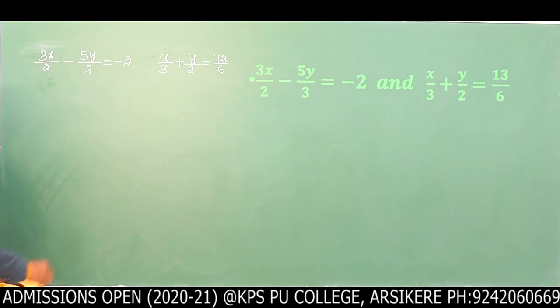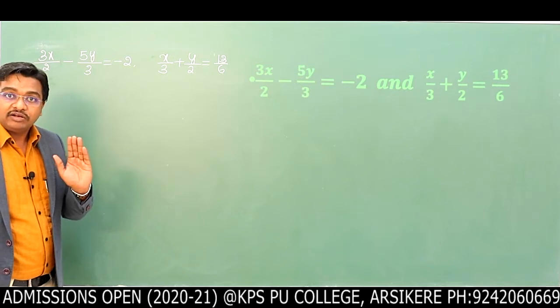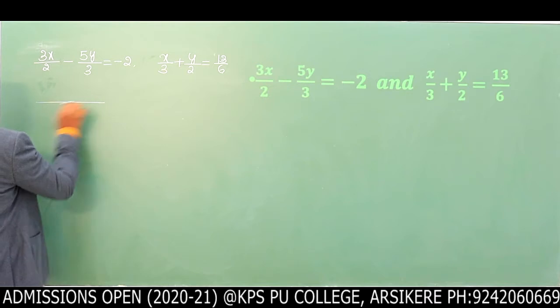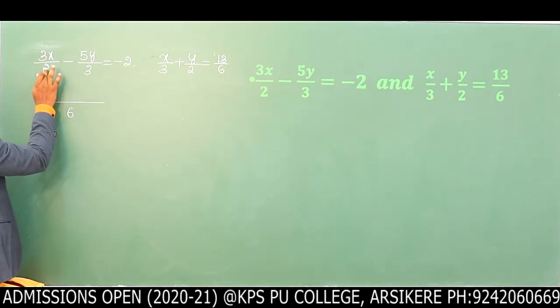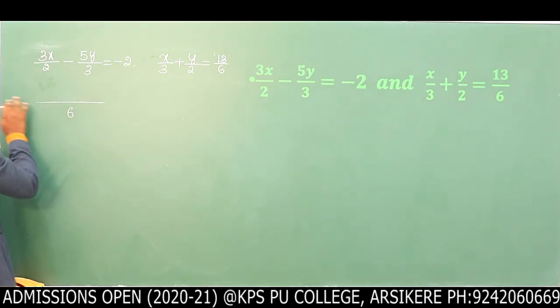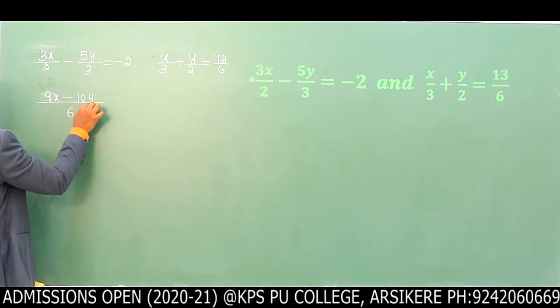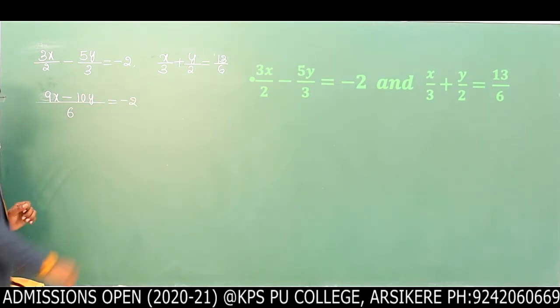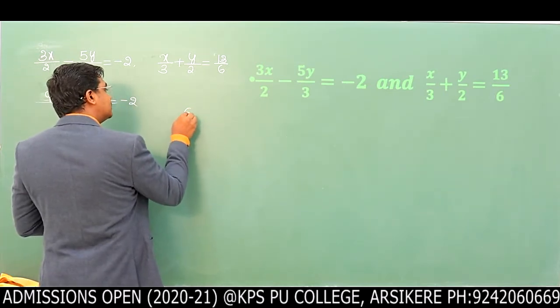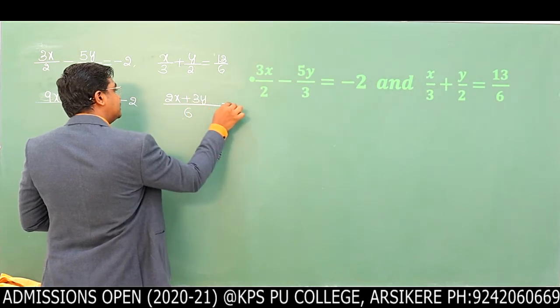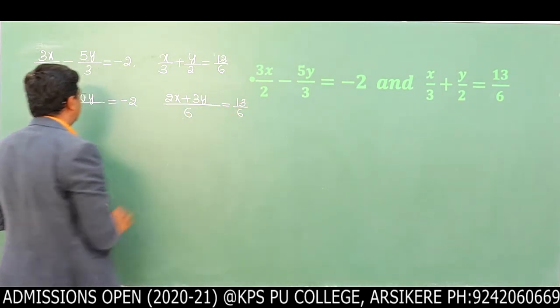So look, what is the LCM of 3 and 2? They don't have any common factor, so their multiplication becomes the LCM. So 3 twos are 6, which is the LCM. Dividing 6 by 2 leaves 3, so 3 into 3 is 9x, minus 5 twos are 10y, is equal to minus 2. For the second equation, by the same method, 6 is also the LCM, and this becomes 2x plus 3y is equal to 13 divided by 6.